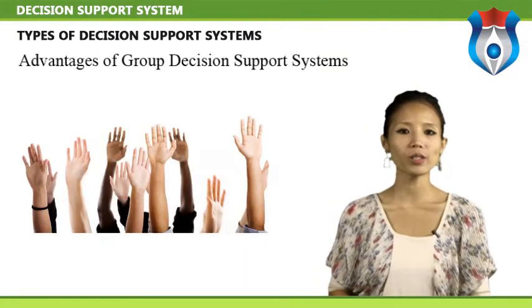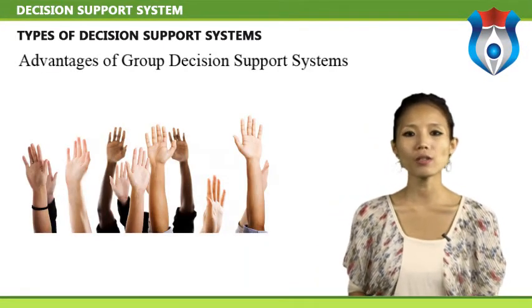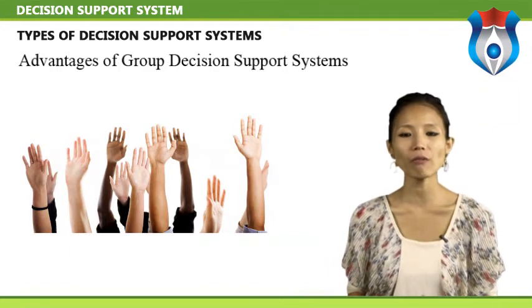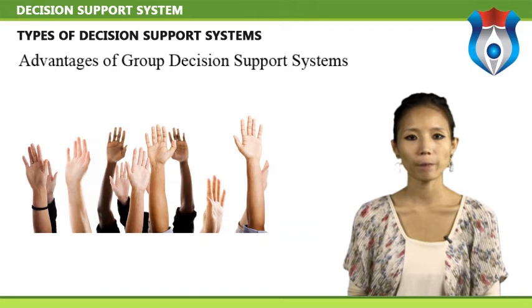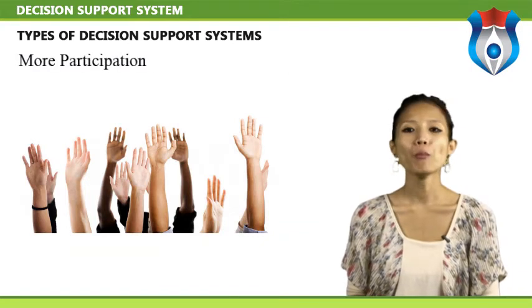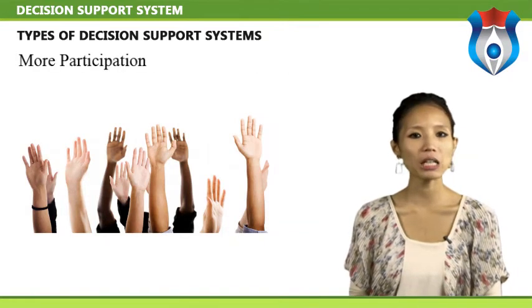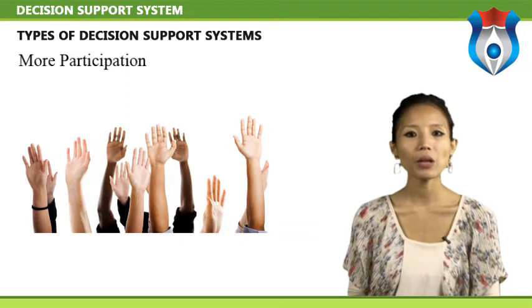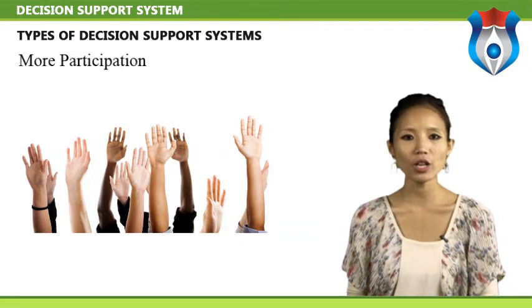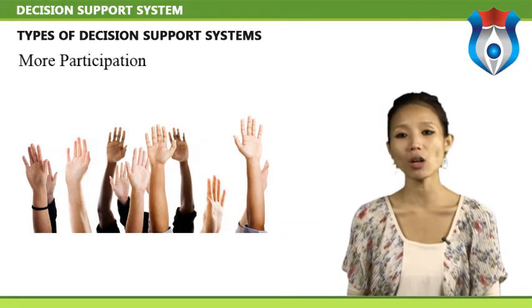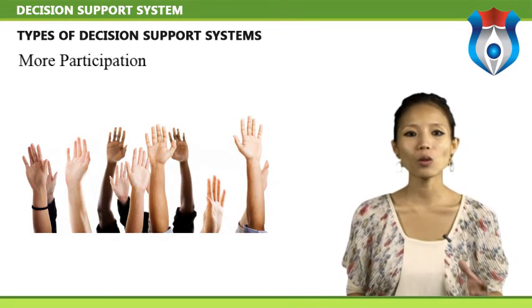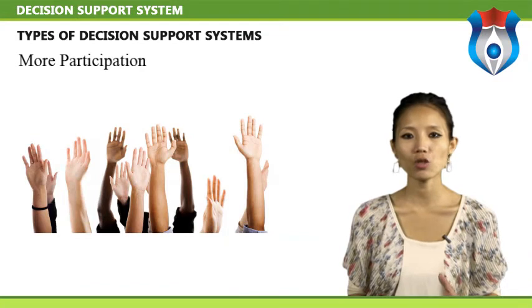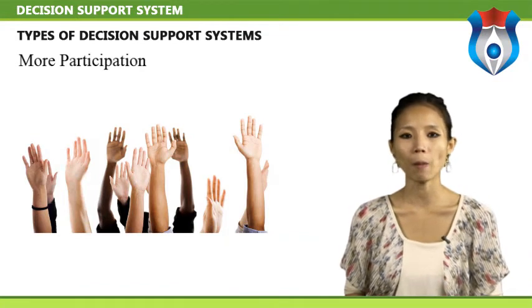Advantages of group decision support system. Group decision support systems give groups several advantages over many traditional non-automatic group meetings. More participation, because a GDSS allows anonymity. Group members may be encouraged to participate because they do not feel as vulnerable to group censure for asking what may be perceived as foolish questions or making unpopular comments.